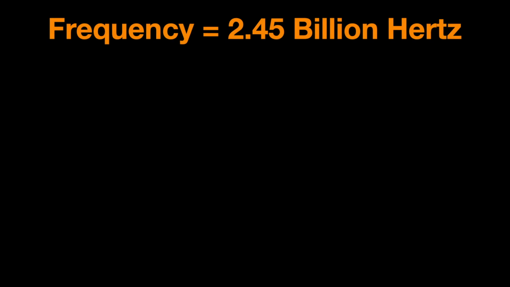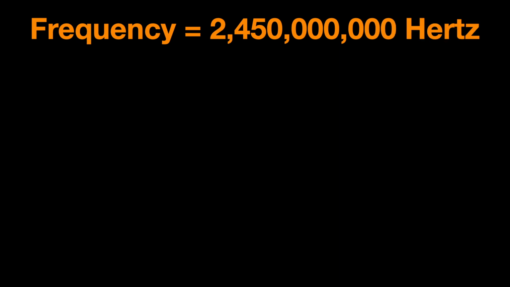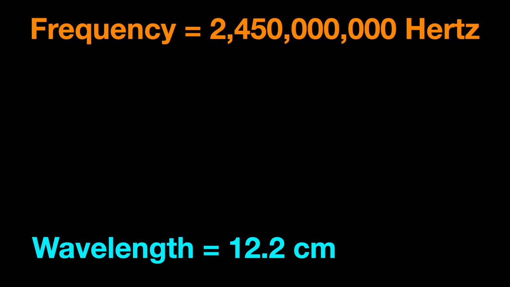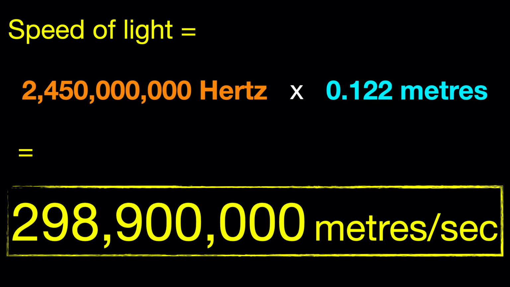So, the frequency of our light is 2.45 billion hertz. Writing that out in long form is 2,450,000,000 hertz. And the wavelength of the light is 12.2 centimeters, or 0.122 meters. But your number might be a little bit different than mine. Multiplying the frequency and the wavelength of the light together, our estimate of the speed of light is 298,900,000 meters per second.